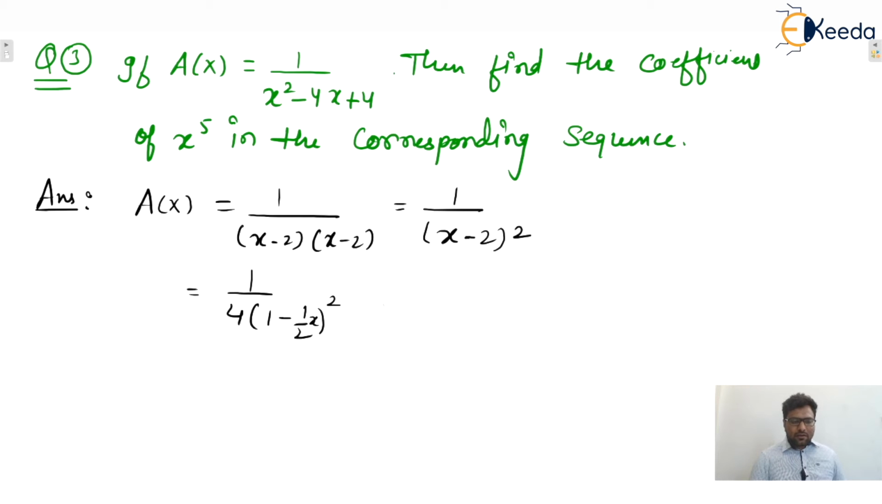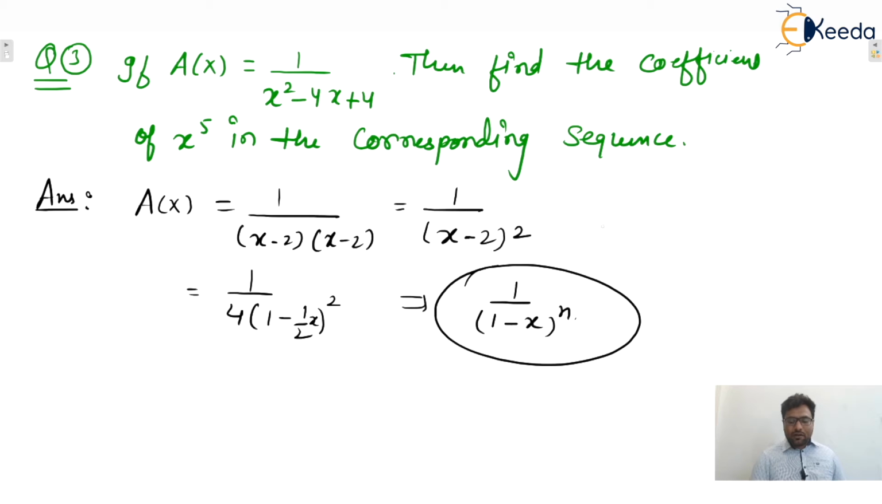Here we can say that some standard format is 1 upon (1 minus x) raised to power n. We know that is the standard format we saw in the table in previous lectures. So we will try to convert into this format. So that is the known format.